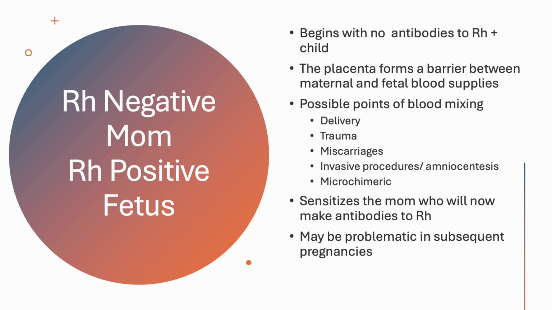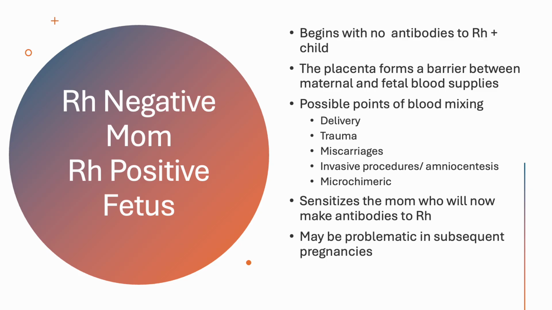All right. So what happens if an Rh negative mom has an Rh positive fetus because the dad was positive? Well, the mom begins with no antibodies to an Rh positive child at all. And the placenta forms a barrier between the maternal and fetal blood supplies. So they really shouldn't mix.